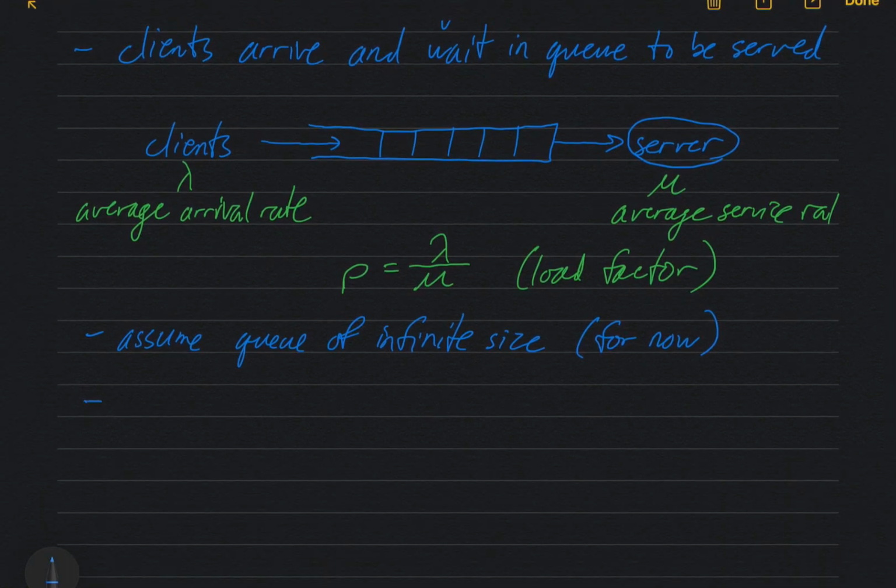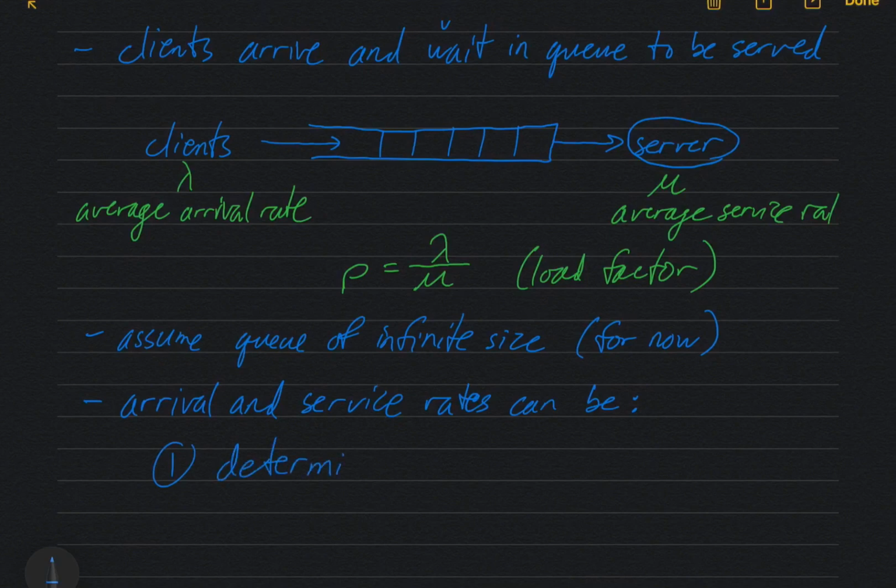Alright, so the arrival and service rates can be one of a couple of different types. The first one is deterministic or predictable, and that's characterized with a capital D.